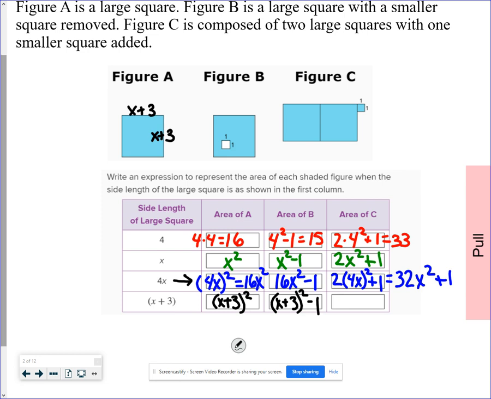And for C, I would have 2 of those (x + 3)², and I'm going to add 1 on. So I would have 2, and then in parentheses, (x + 3) squared. So I've got 2 of those big squares plus the 1 extra little square. Okay, so this is just how we can represent those different areas, thinking about what we know already about exponents, what we know about area, trying to pull some stuff together here.